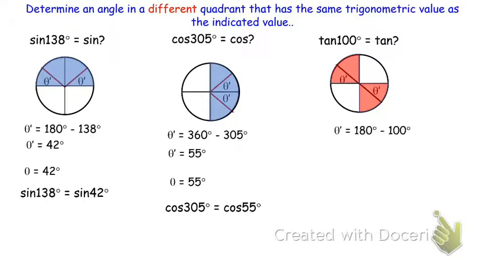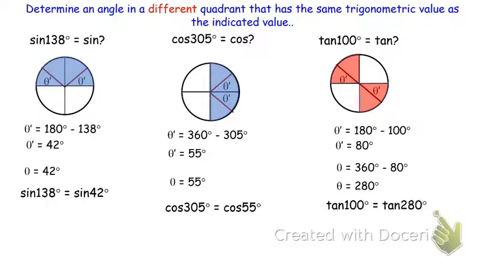Now 180 minus 100 is 80 degrees. There's our reference angle. And that's how much short we're going to be of 360 over in quadrant 4. So 360 minus 80 tells me 280 degrees. For this last problem, the tangent of 100 degrees will be the same as tangent 280 degrees.